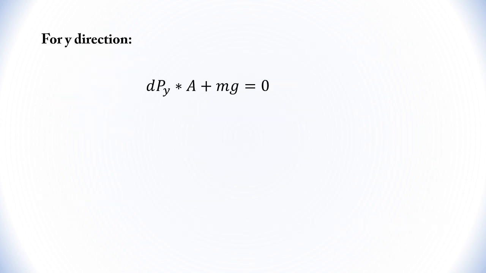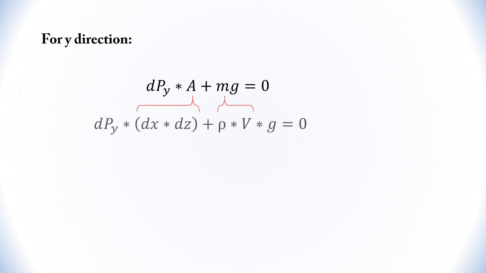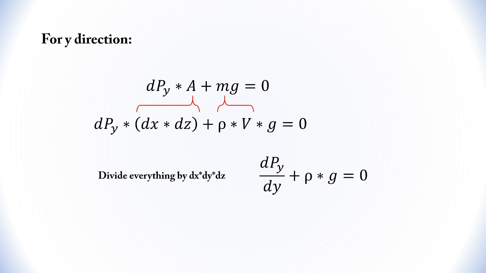Taking that relationship, we have dP times A plus mg equals 0. In this case, A is equal to dx times dz. We can also express mass as density times volume. If we divide everything by dx times dy times dz, otherwise known as volume, we get the following expression: dP/dy plus rho g equals 0. From this we obtain the final expression dP/dy equals negative rho g.